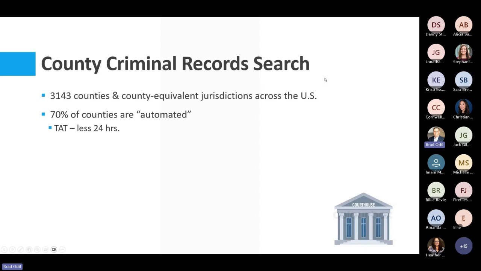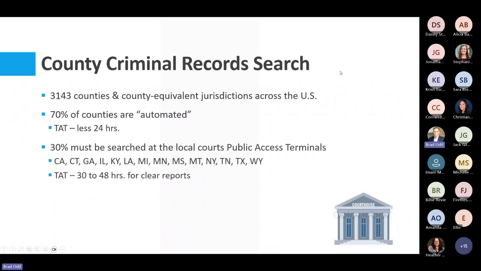As you can imagine, doing that automated process, we have turnaround times that are well less than 24 hours. I mean, some states we're getting it in a couple of hours. And then by the time we look at it and source it, we can get it back to you in less than 24 hours. So that means 30% of the country is what we call clerk assisted.